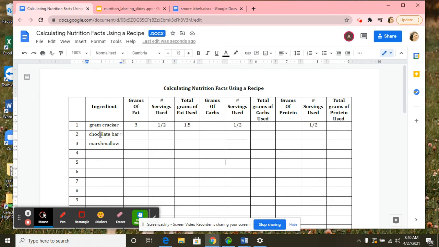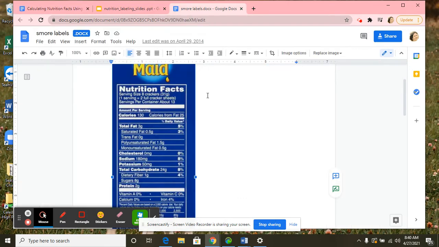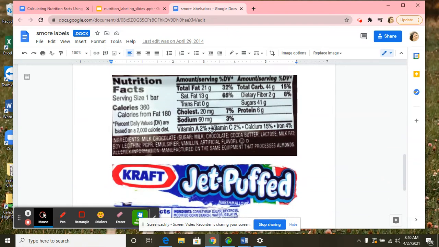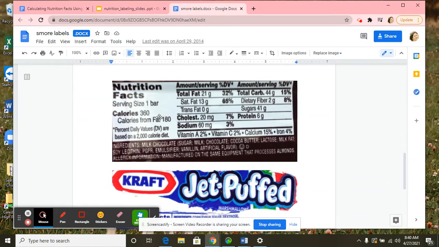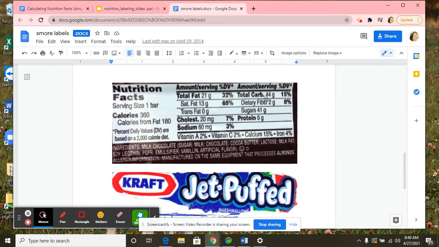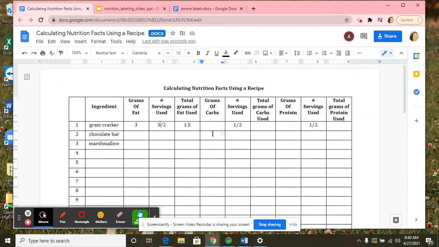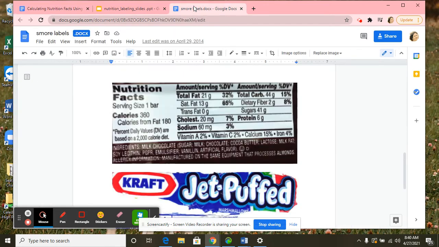Okay, now let's look at the chocolate bar. We'll do carbohydrates for the chocolate bar. When I go to my chocolate bar, it says that there are 44 grams of carbohydrates. So I'm going to type in 44. Now I have to figure out how many servings I am using. 44 grams is for a full bar. I'm only going to use 3 of the small squares.